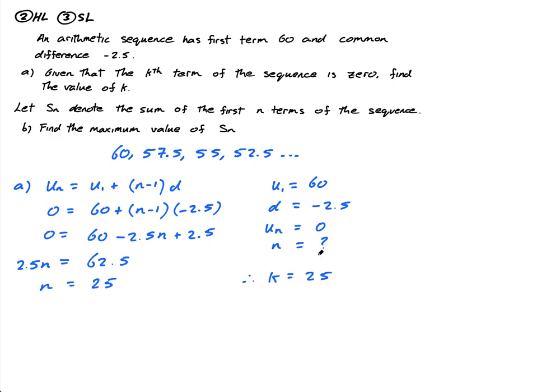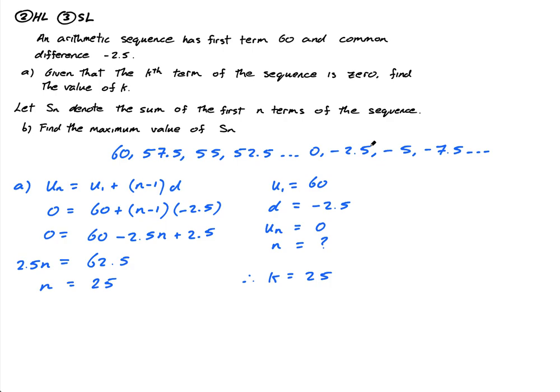Okay, next question. Let S of n denote the sum of the first n terms of the sequence. Find the maximum value of S of n. All right, so we're going to add up these terms. This plus this plus this plus this plus this plus this. Now what happens is, because we keep going down by 2.5, we get to 0, and then we get to negative 2.5, and then negative 5, and then negative 7.5, etc.